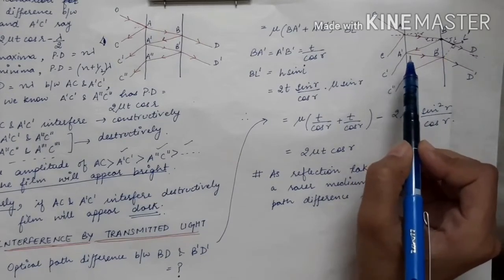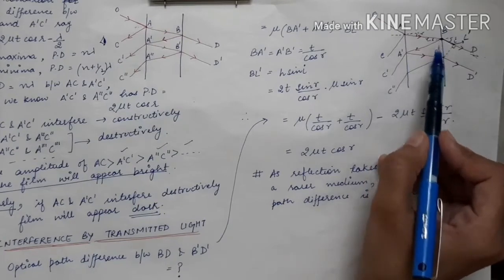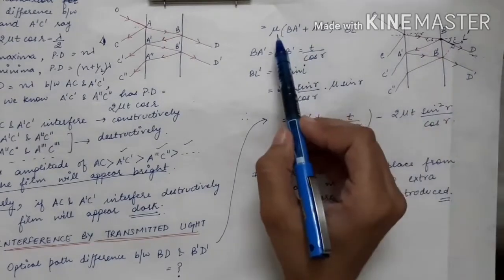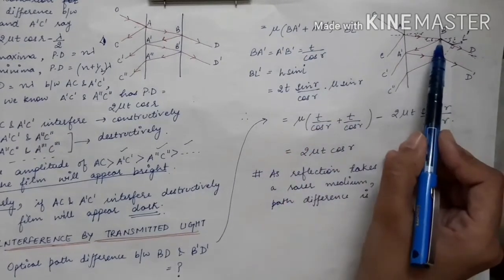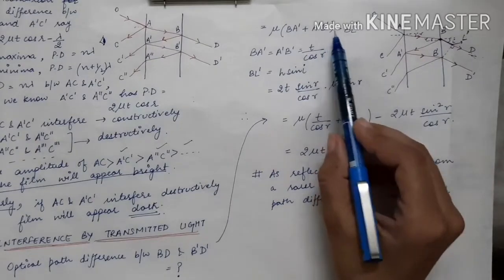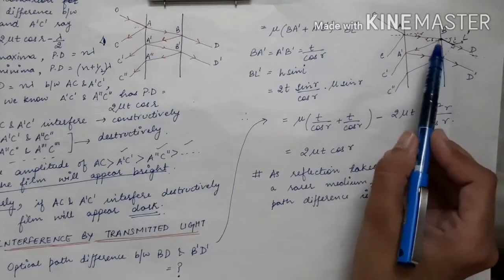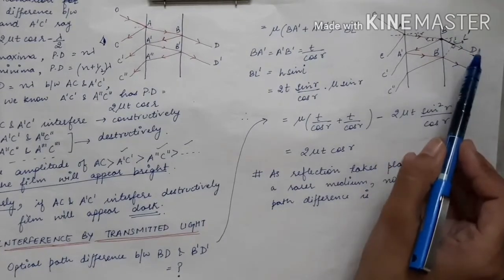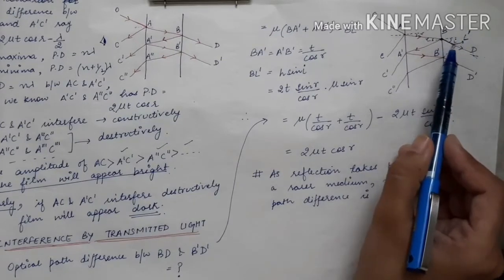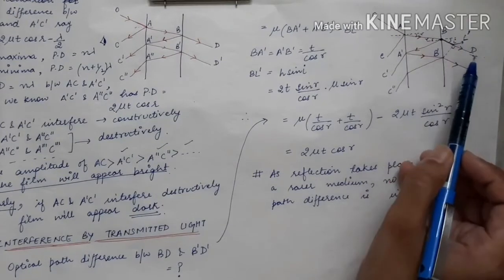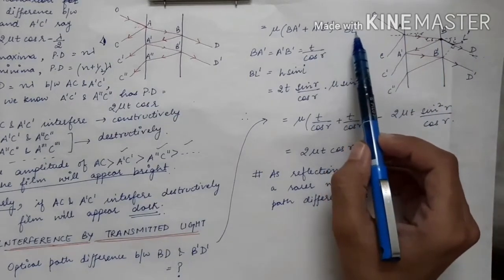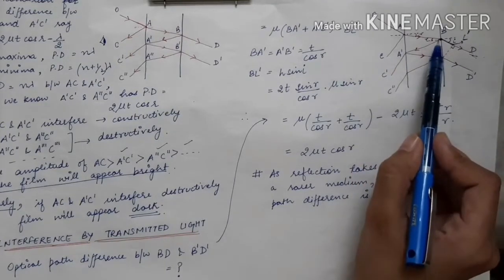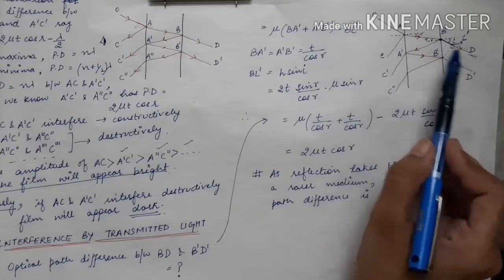It is equal to mu times the geometrical path. So the optical path which is travelled by the B prime D prime ray inside the film will be equal to mu times its geometrical path, and the geometrical path is BA prime plus A prime B prime, minus this path which is travelled by BD. This distance is travelled by the BD ray extra in the air. This is the air, so this is the path which is travelled by the ray BD in the air. So we subtract this path because we are finding the optical path difference, because B prime D prime is travelling this path extra and BD is travelling this path extra.